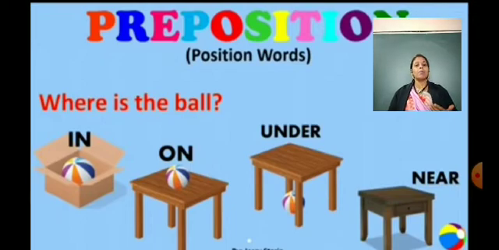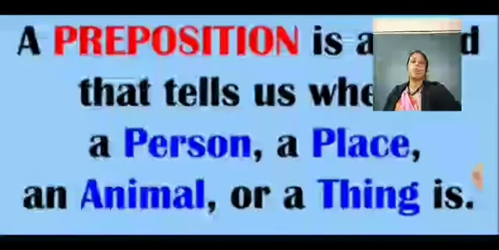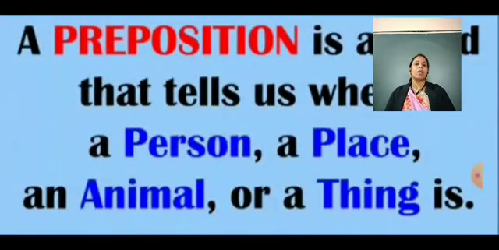So, I would like to make you understand the definition of preposition. What is preposition? What do you understand by preposition? A preposition is a word that tells us where a person, a place, an animal or a thing is. Once again, a preposition is a word that tells us where a person, a place, an animal or a thing is. These are called prepositions.